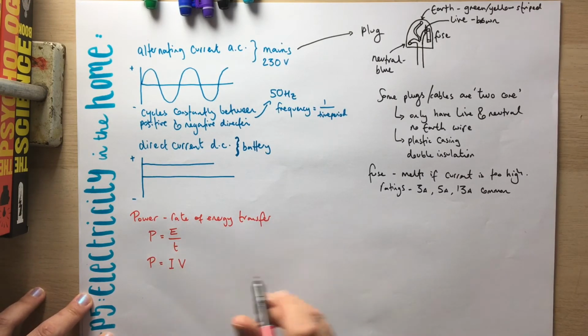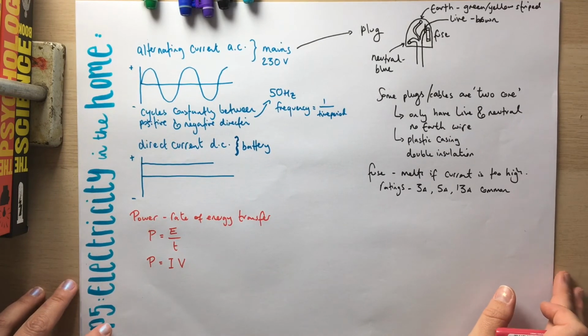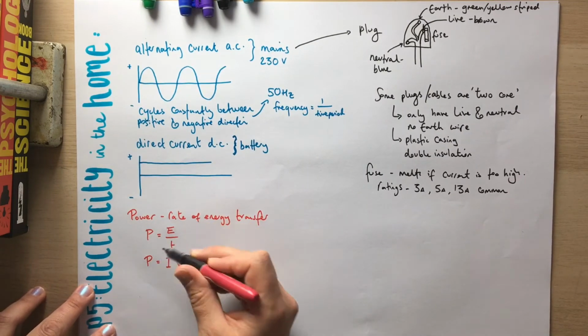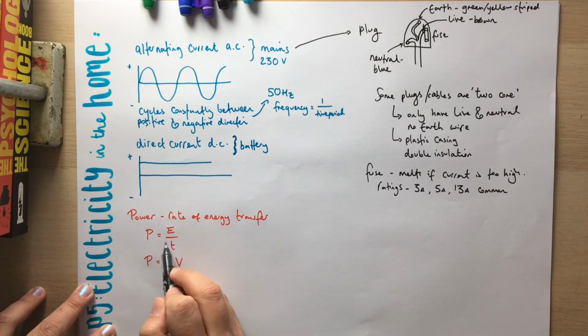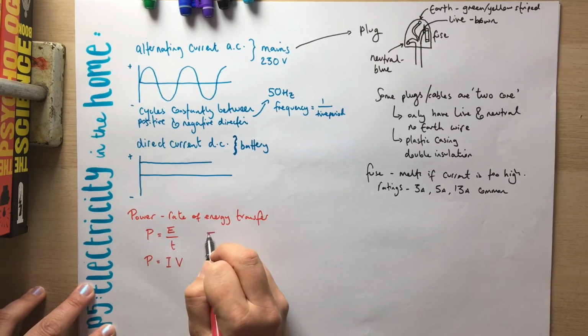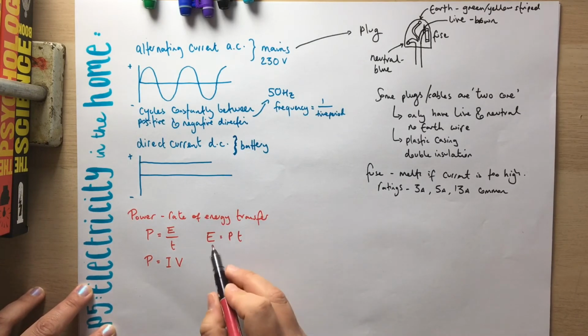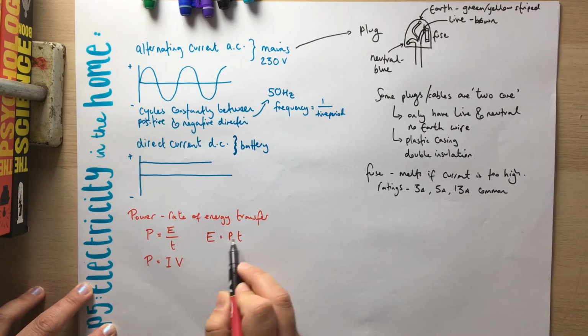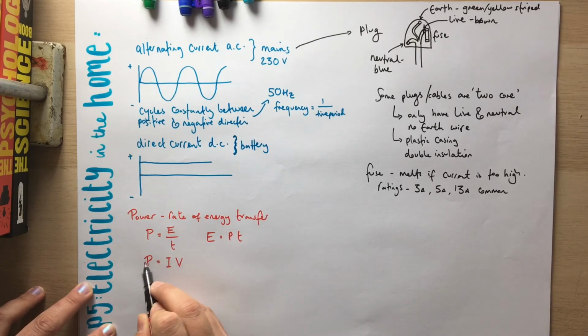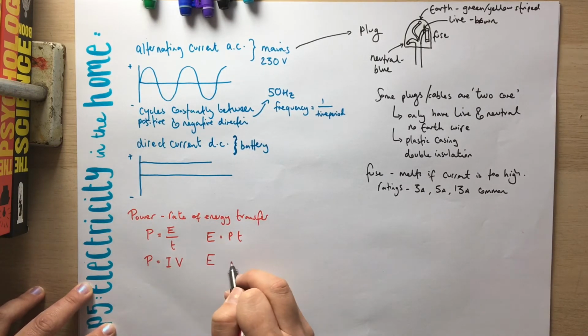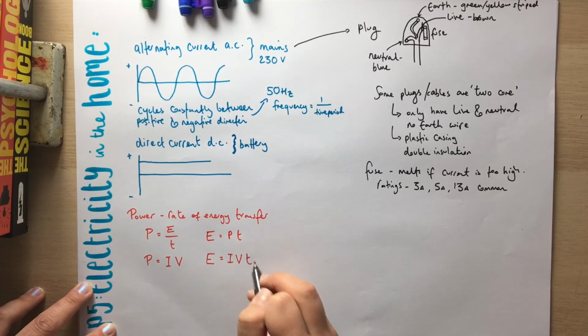And we could combine these together. So if we rearrange the power equation, we would have energy is equal to power times time. If we substitute in this P for what power equals in terms of an electric circuit, what we can work out is that energy is equal to current times potential difference times time, because that's the same as power times time.